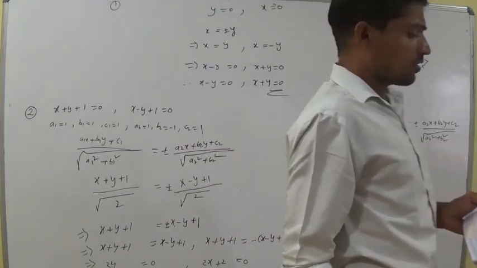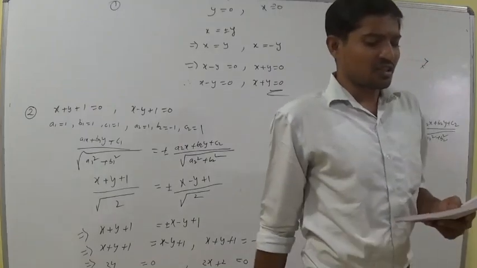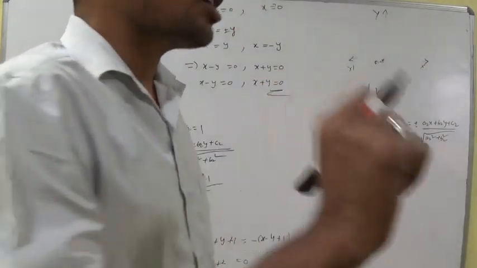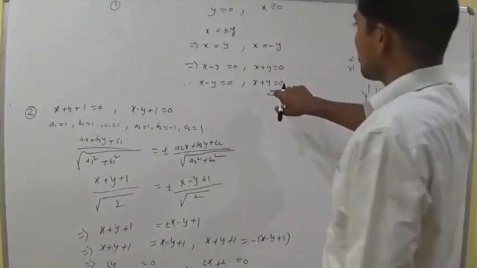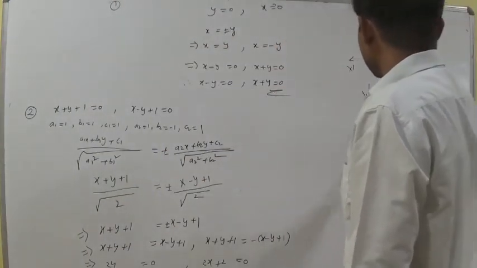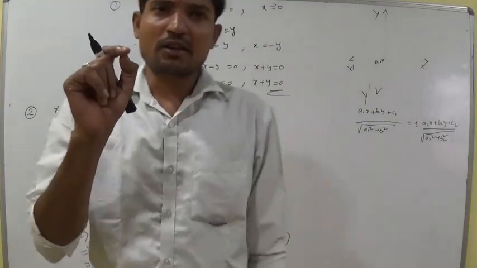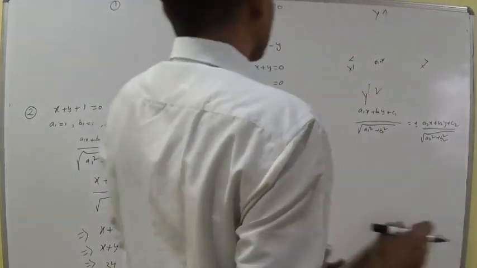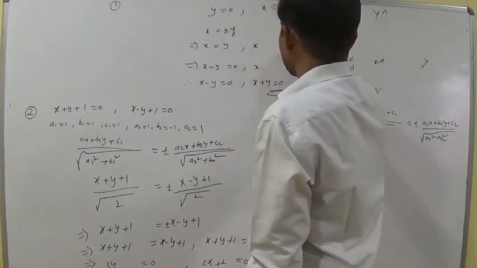The equation of the bisectors of the acute angle between the lines: acute angle means we have to take the positive sign here. Plus or minus is there; take a positive sign to represent an acute angle between the pair of straight lines.